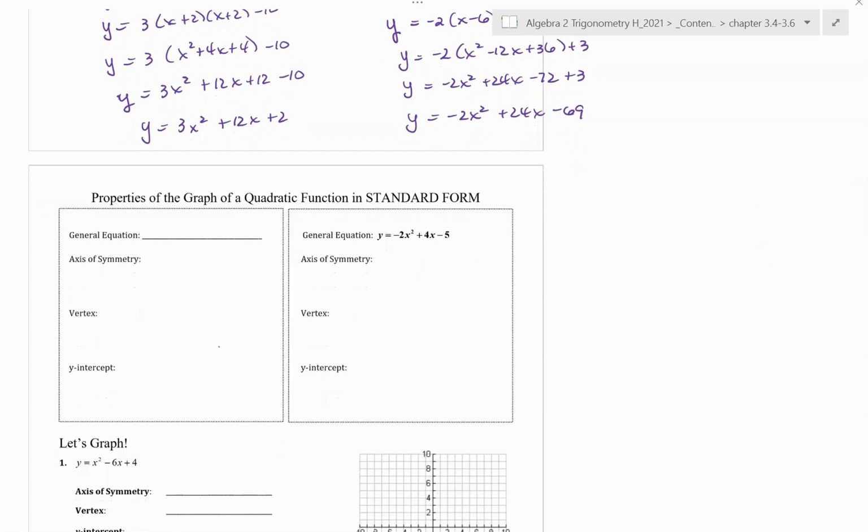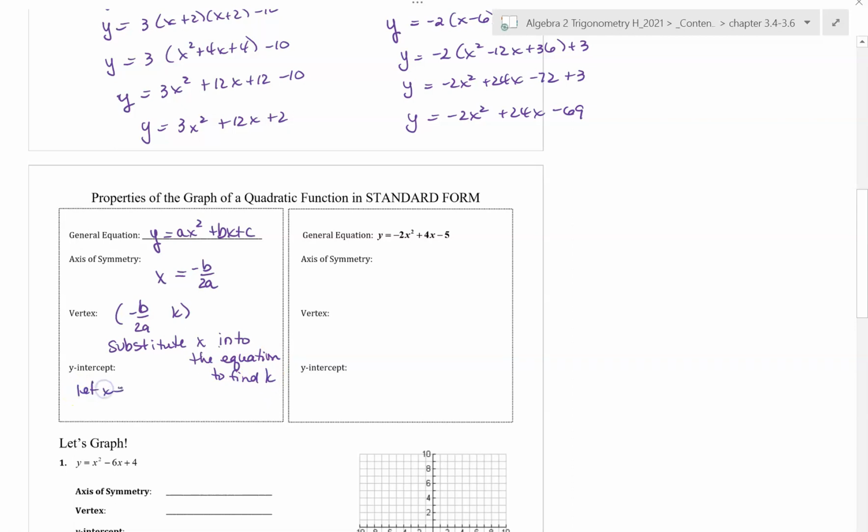So let's think back to, again, the general equation and what the axes of symmetry would look like. Notice the axis of symmetry would be the opposite of b over 2a, and the axis of symmetry, again, is the x-coordinate of the vertex. So if I wanted to find the y-coordinate, to find k, I would have to substitute x into the equation. And that would be to find the y-coordinate of the vertex k. Notice the y-intercept, you would let x equal 0 to find the y-intercept.